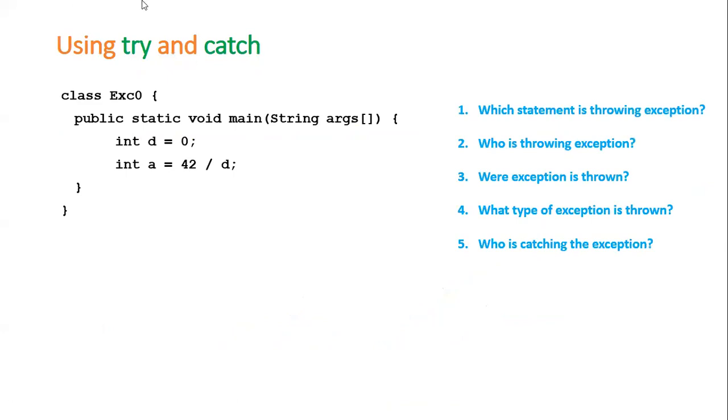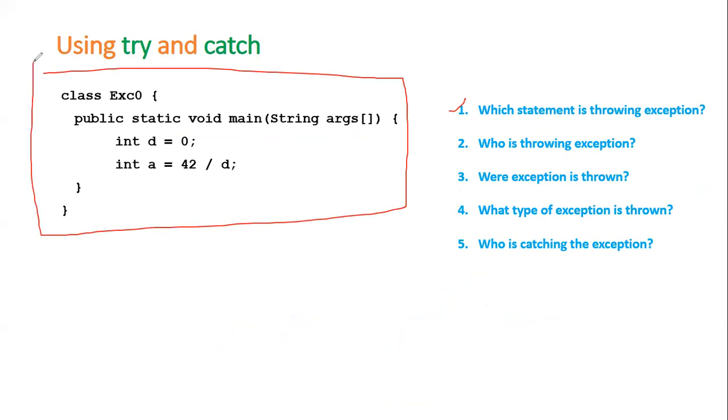Now which statement is throwing an exception? Can you answer, students? Let's try to answer these questions. 1, 2, 3, 4, 5. So let us begin with the first question. Which statement is throwing an exception? Can anyone answer? In this block of code, which statement is trying to throw an exception? Int a equal to 42 divided by d. Very good. Your answer is correct. So the statement which throws an exception is int a equal to 42 divided by 3.